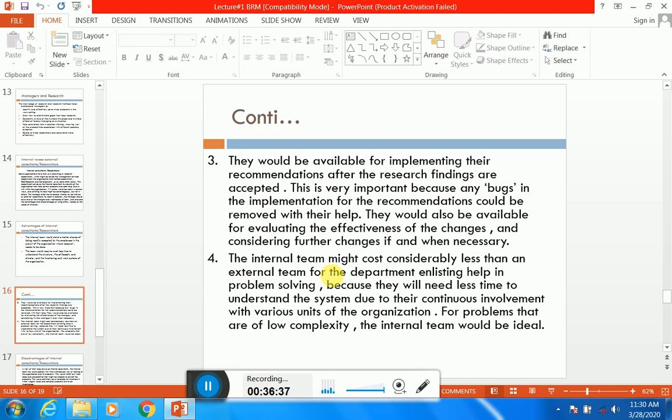Masraf doesn't mean only monetary terms. I'm not only talking about money. Masraf is the involvement with the people. Time. Time is also a resource. So therefore the cost for the organization is very low.